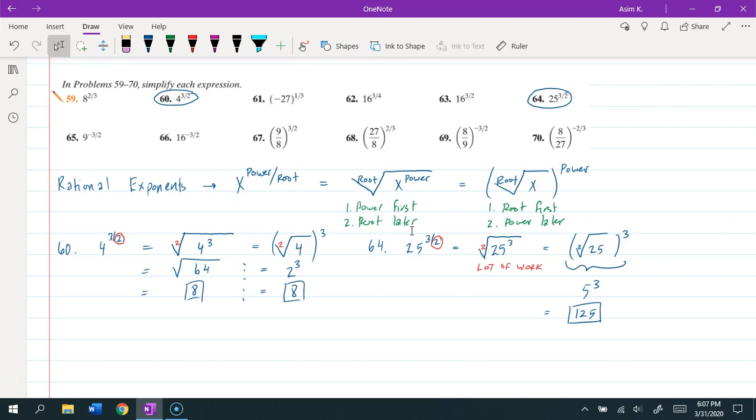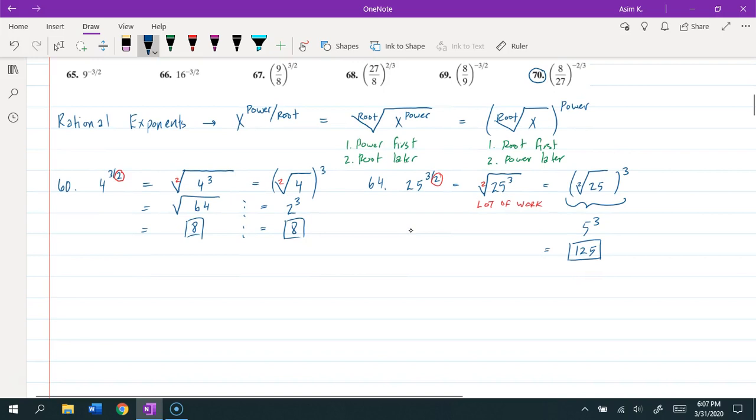All right, let's do one more here. We're going to try number 70. Number 70 says 8 to the power 27. Sorry, 8 over 27, I apologize. 8 over 27, and it's to the power of negative 2/3. So the first thing you want to do is realize, wait a minute, this is a fraction, right? So what do I do now?